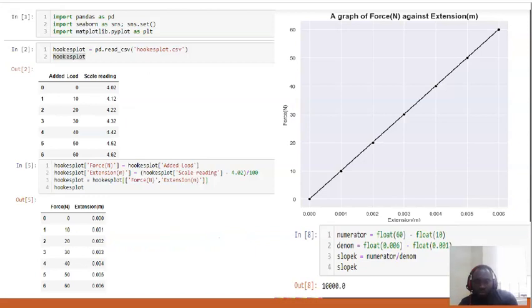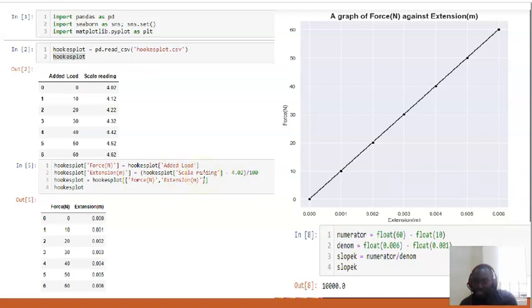Now the code. Just like we all know how to do the code, the only thing is that you will not see any cell here for the upload to Google Colab, because I did this on Jupyter. It's another platform for running Python notebooks. So here, to determine the extension, I used the scale reading and subtracted 4.02 from all the scale readings.